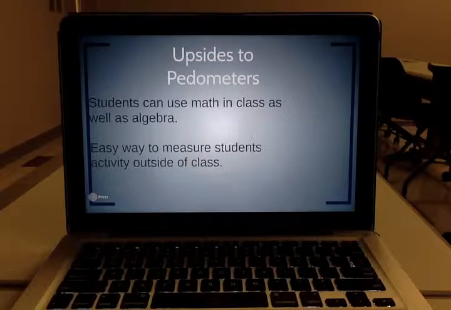Upsides to pedometers. The students can use math in the class as well as algebra, and we all know it's good to integrate different subjects into your PE class because it helps kids relate to those classes as well. And it's an easy way to measure students' activity outside of class. Now, again, if they're being honest with you and it's 100% accurate with how many steps they take, then it's a good way to measure what they're doing outside of the class. As long as they're not cheating, it's a very easy way to monitor. Like if you were to send home homework to walk a mile or something, it's a very easy way to monitor that.